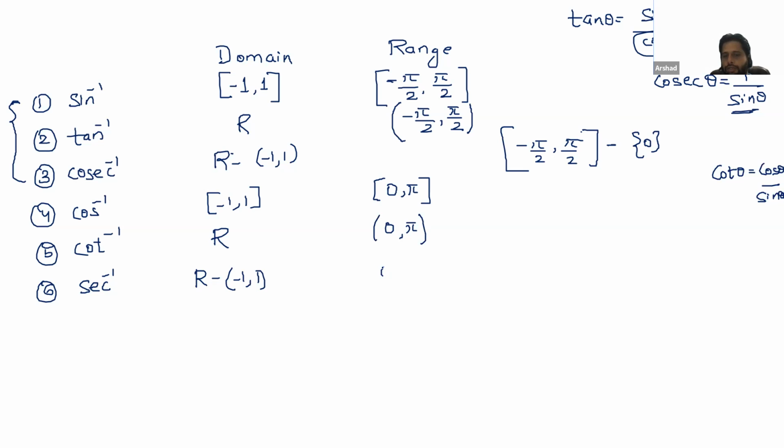For sec inverse, again write 0 to pi. Who can tell me next? In 0 to pi, for which angle does the sec not exist? Fahad, 90. Pi by 2, very good. So subtract 90 from here, so use a closed interval here.